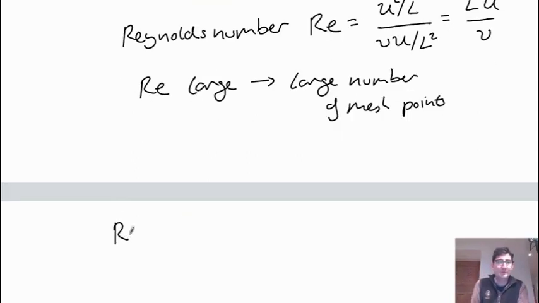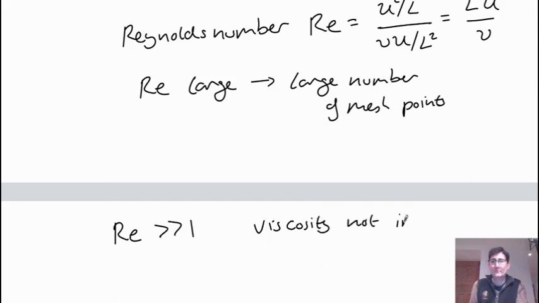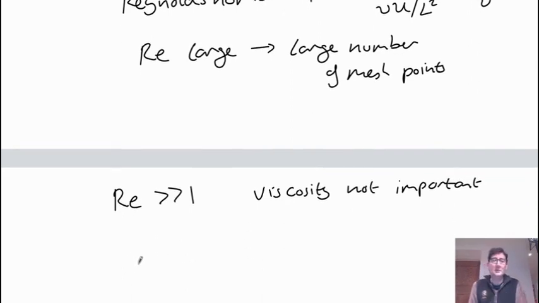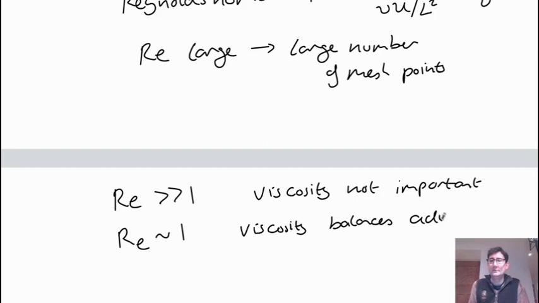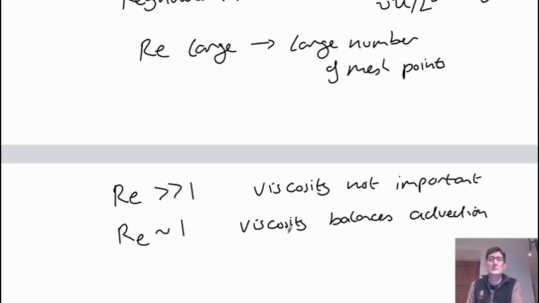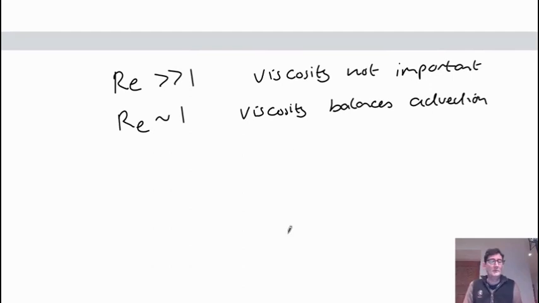If Reynolds number is much larger than 1, then viscosity is not important. And conversely, if Reynolds number is much smaller than 1, then there's only viscosity. And the interesting regime, where we have Reynolds number roughly 1, here we have viscosity balances the advection terms. And at this point, the viscosity can provide a smooth solution, or can smooth the solution, and make it much easier for numerical methods to approximate the solution.